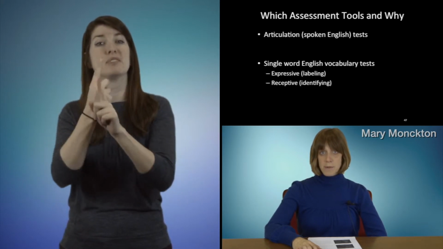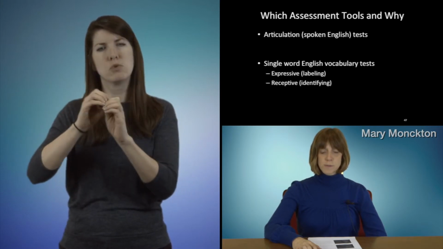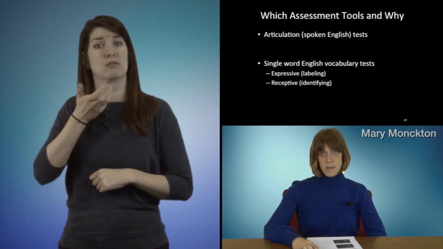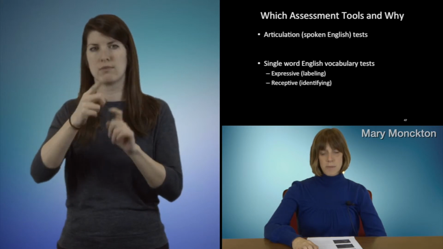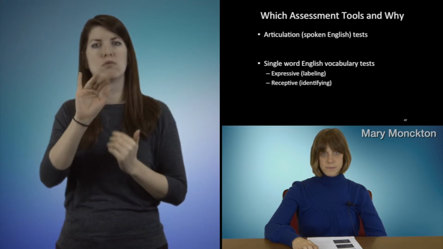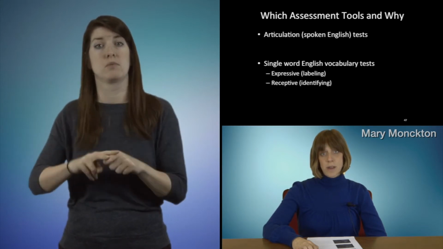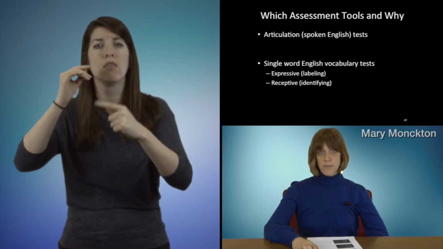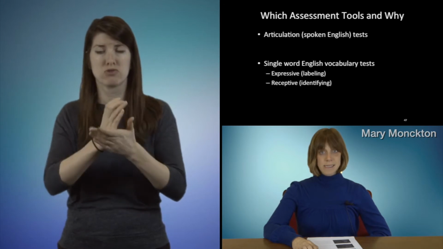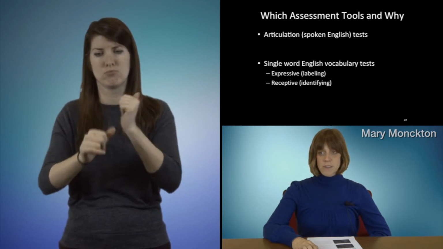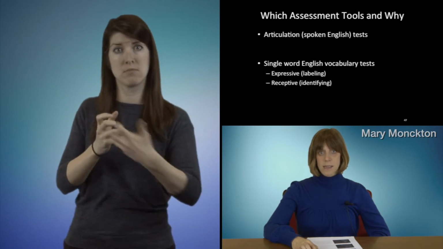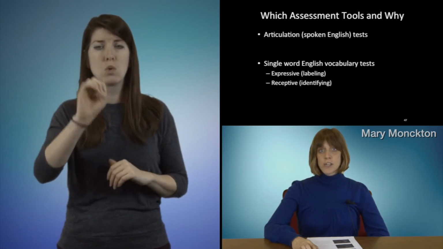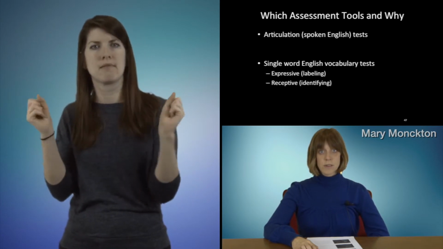A single word English vocabulary test, however, is a more specific way to see what a child's word knowledge is. Expressive single word vocabulary tests assess if a child is able to label a variety of pictures or objects. Receptive vocabulary tests assess whether a child is able to identify a picture when someone states it. For example, if I were to show a child 4 different pictures and ask them to identify the picture of a dog, can they point to it and match what I say? These vocabulary tests should be given using the child's primary mode, so they can be given using spoken English or sign language or American Sign Language.